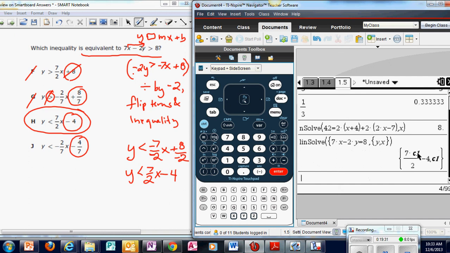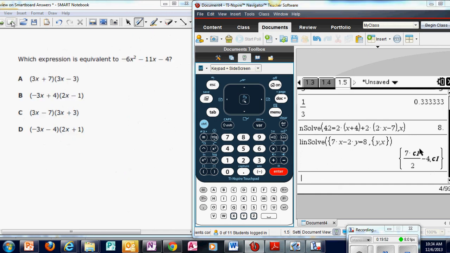So this tells me C1, and it might have C2, C50, C whatever. That's your variable. That's x. So this says 7 over 2x minus 4, which is what we have. And sometimes this is backwards. It might have had negative 4 plus 7 over 2 C1. Either way, we just got this equation. All right, moving on to the next.